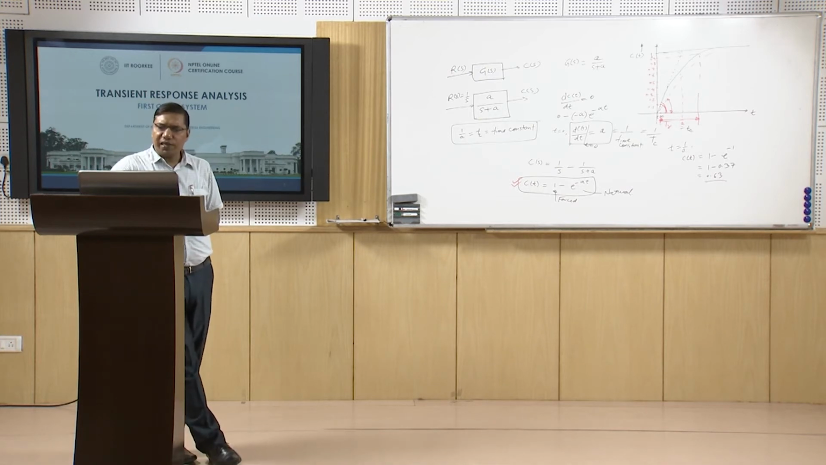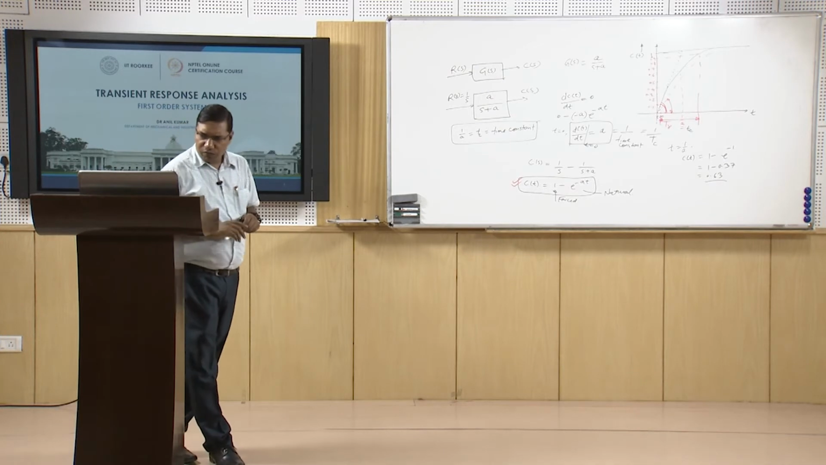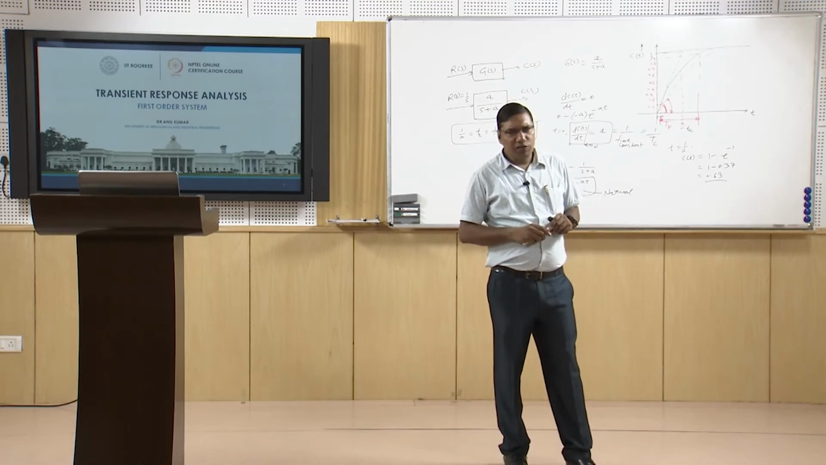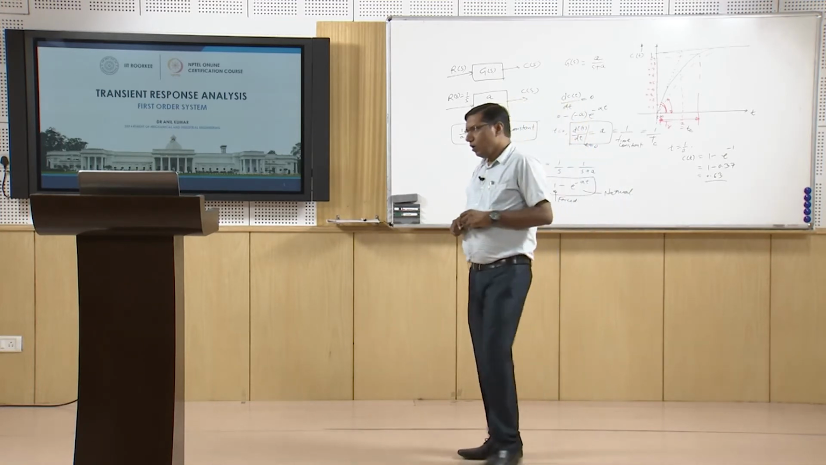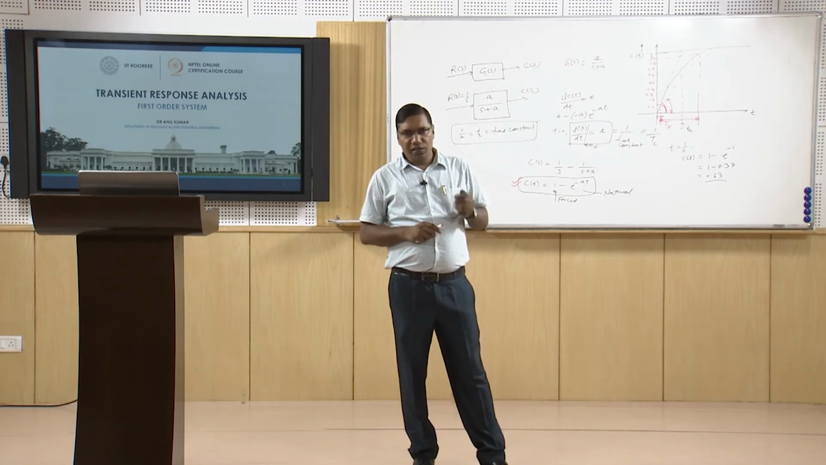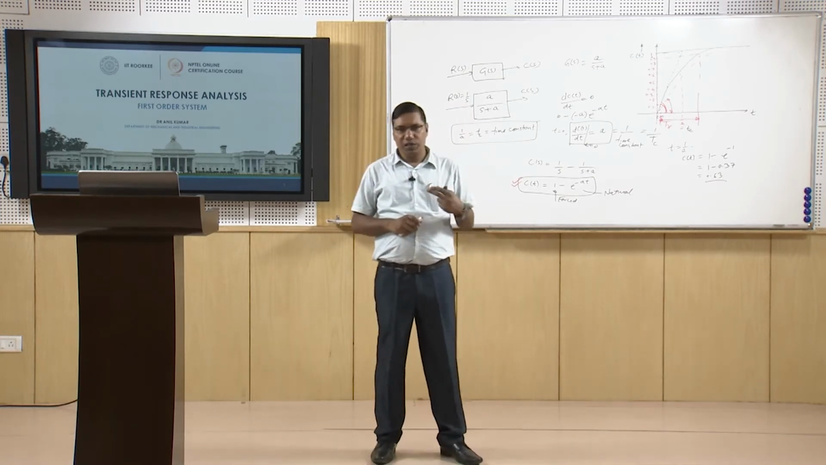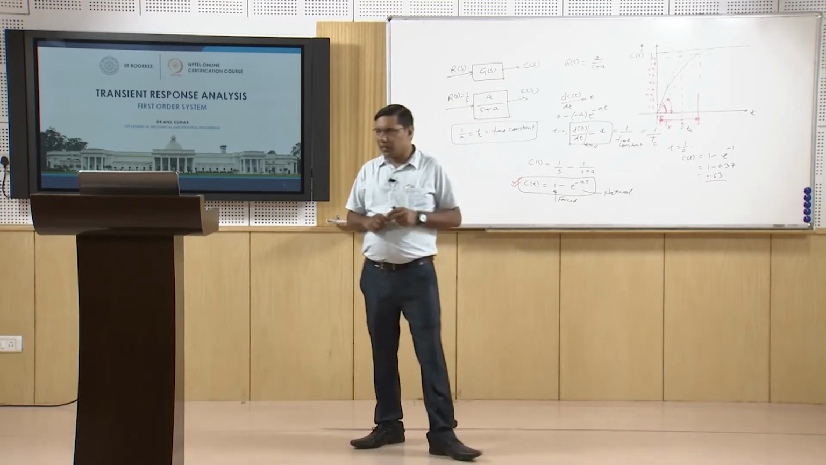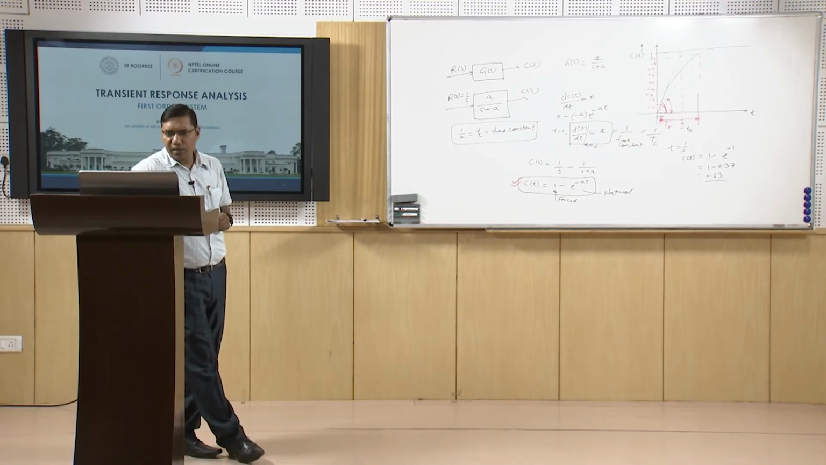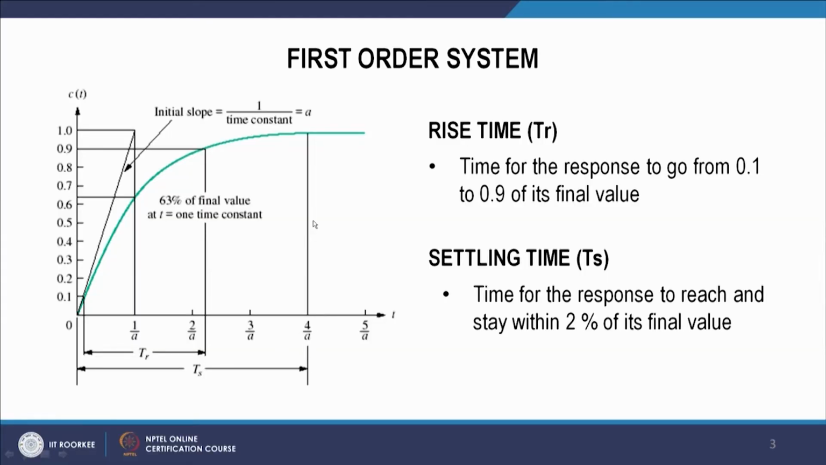So rise time is the difference between the two times from 10% to 90%. Now another one is settling time. Settling time means the time when the response reaches and stays within 2% of its final value. So when the response reaches 98% and stays within 2% of its final value, that is the settling time. Here we see that from 0 we start, and let us say at 4 time constants this response reaches 0.98 and stays within 2% of its final value. So this is the settling time.